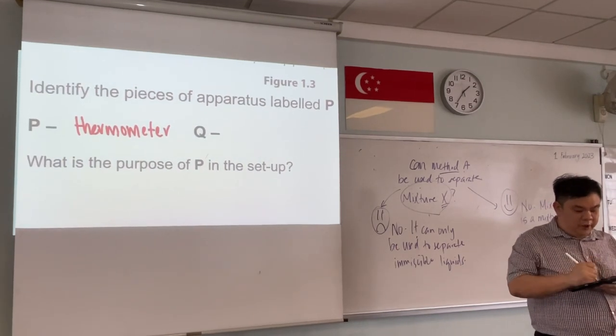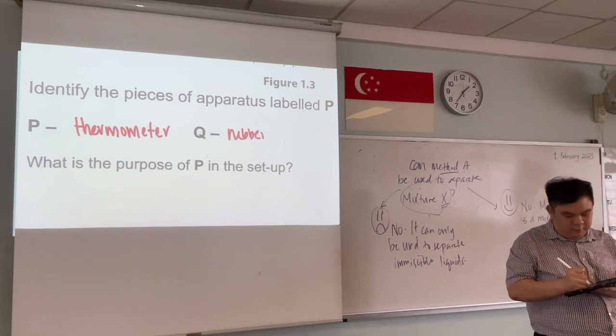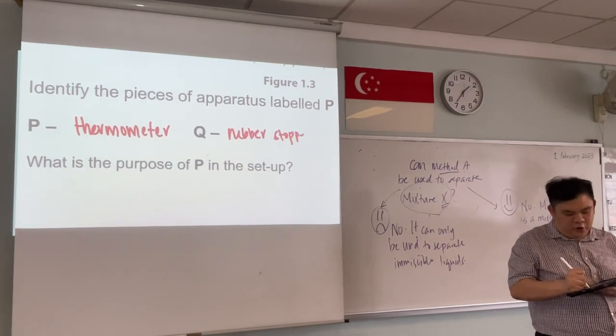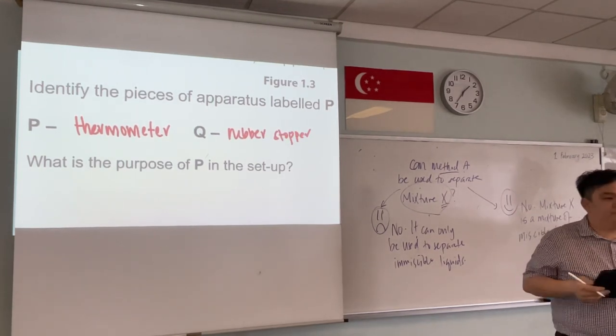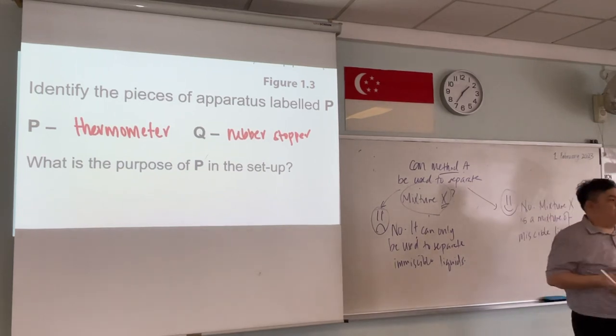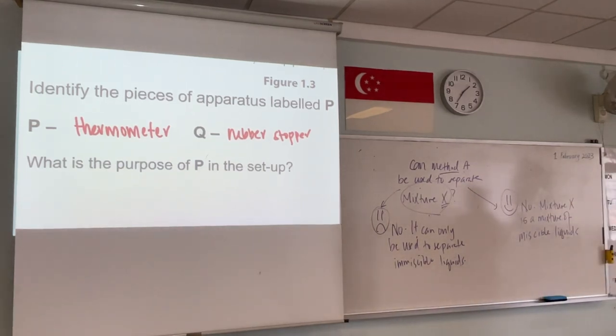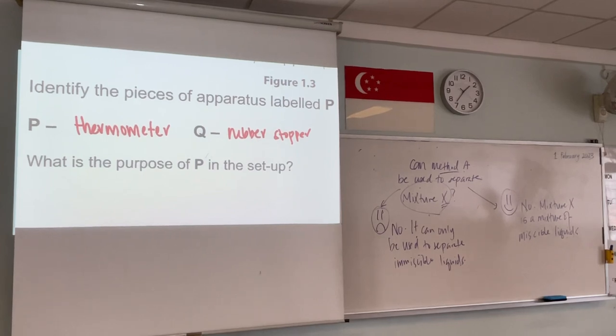Okay, usually we just call it a rubber stopper. It's not cork. We don't use cork stoppers anymore, because cork stoppers are very dirty. They soak up liquids. So now we seldom use cork stoppers because they are fibrous in nature. Rubber is easier to maintain. So rubber stopper, the common name in the lab is called rubber bungs, B-U-N-G-S.